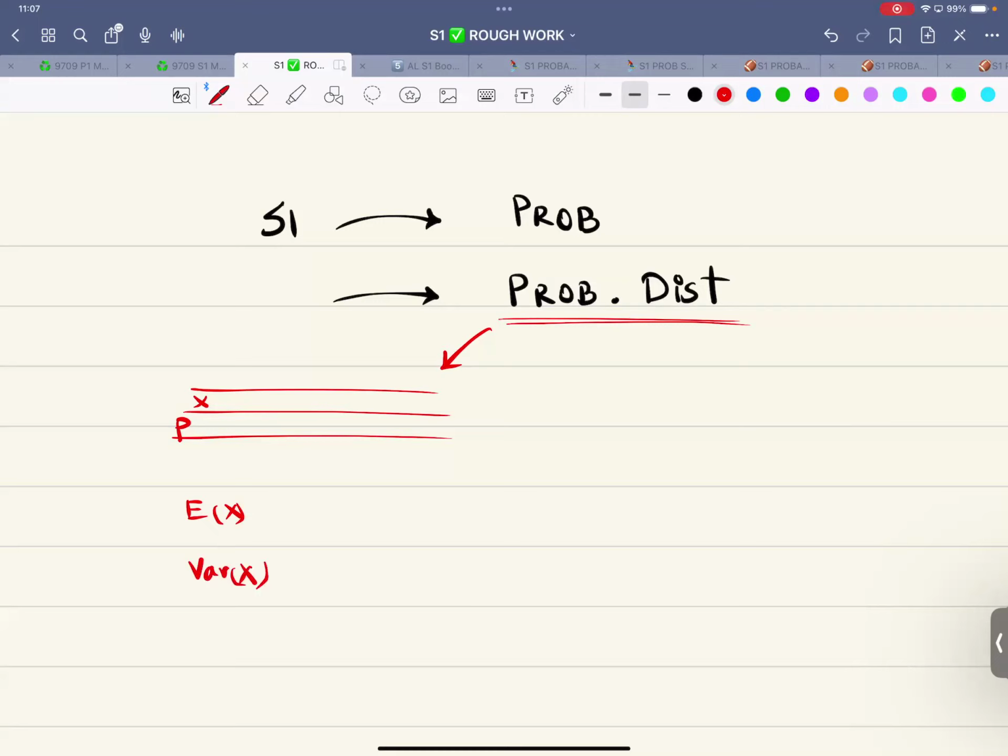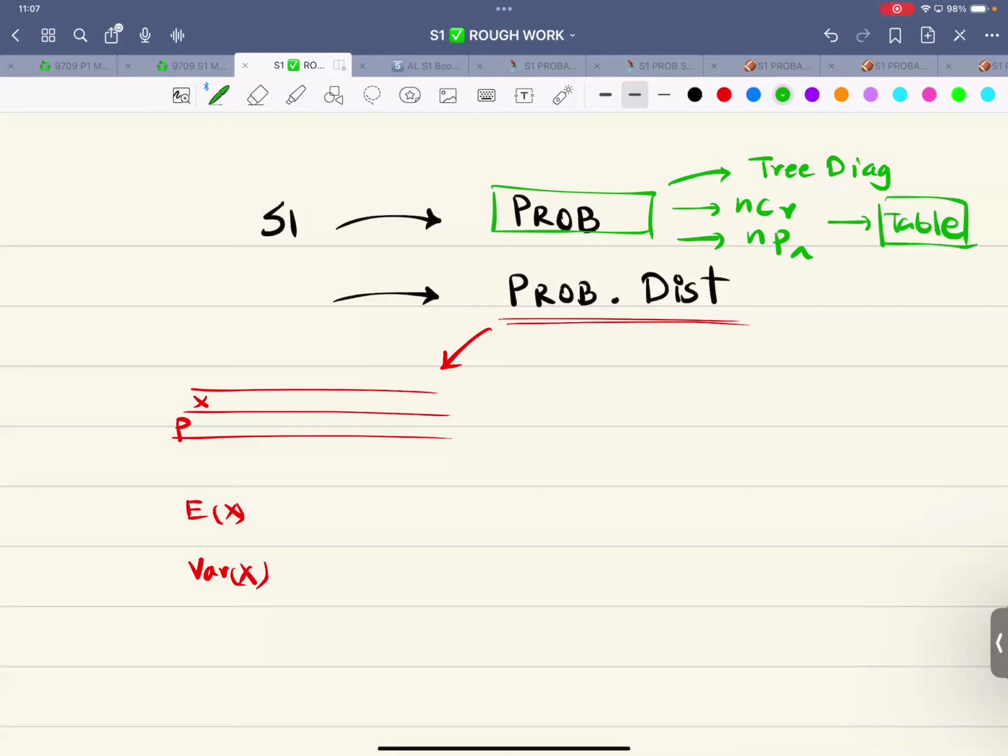So that is one thing. And what is the next thing? The next thing is, what are the different ways of forming this probability distribution table? That is based upon probability. It could be related to a tree diagram, to combinations, to permutation, or maybe to a table. And based upon the table, you'll be getting all the information, and that's how a probability distribution is created.